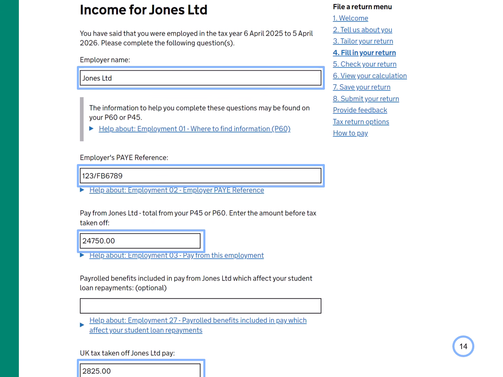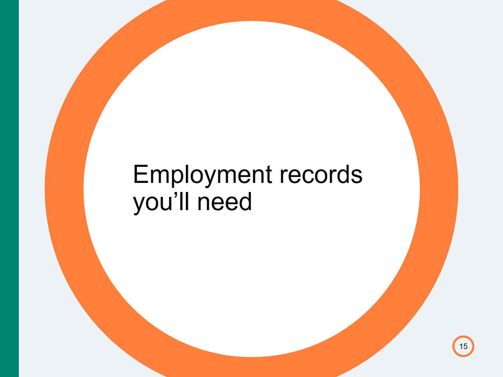Depending on when you fill in your tax return, answers to the questions on the employment page may already be showing. This information comes from the records your employer sent to HMRC. However, you still need to check the details are correct and amend anything that is incorrect. Let's look at the records you'll need when filling in or checking the answers on the employment page.